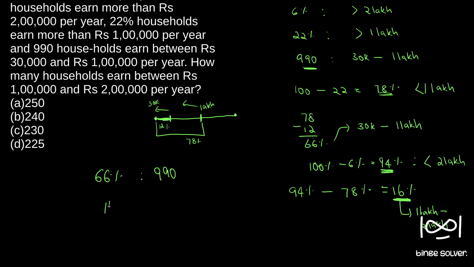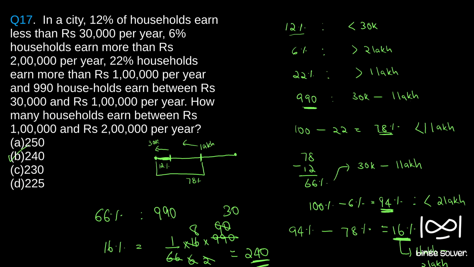So that means 16% is equal to 1 by 66 into 16 into 990. If you divide by 11, we have 90 and we have 6. Again by 3, if you divide, 30 and 8. So 8 into 30, we have 240 as our answer. So our solution is B, 240. So the solution to question 17 is B, 240.